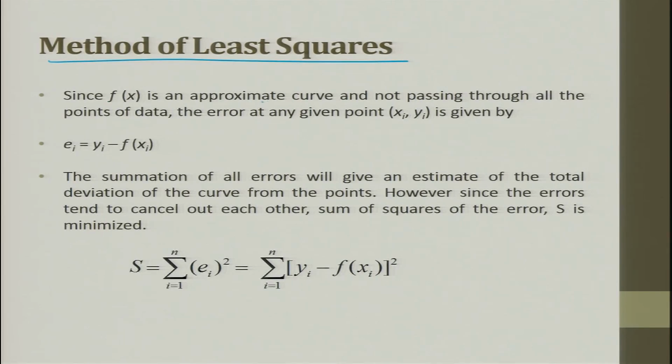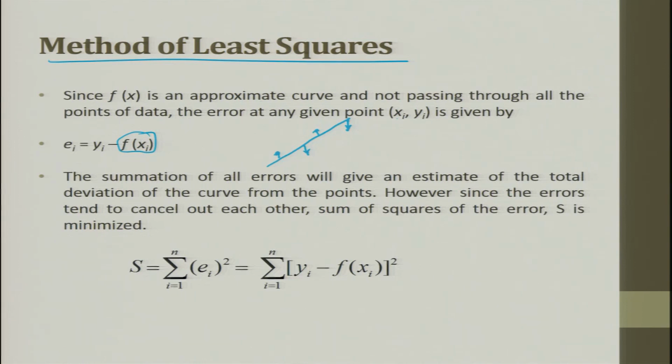Since f(x) is an approximate curve and it is not passing through all the points of data, the error at any given point xi, yi is given by error is nothing but yi minus a function of xi. So for example, you have several of these points and then you have a line passing through. Now you want to measure this deviation, which is the error. Since f(x) is an approximate curve and not passing through all the points of data, the error at any given point xi, yi is given by ei is equal to yi minus f(xi).